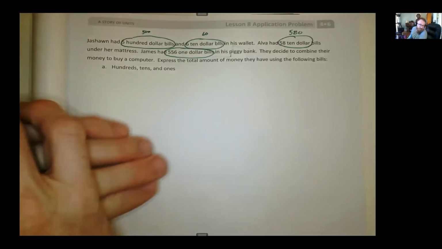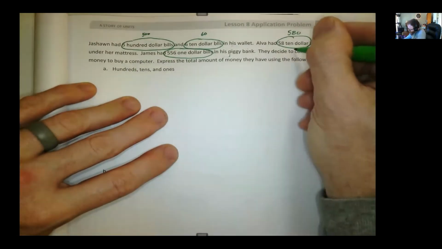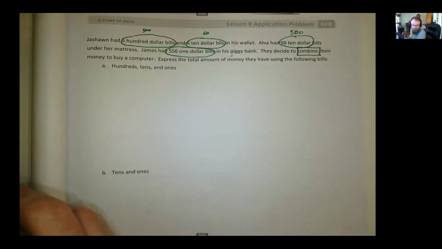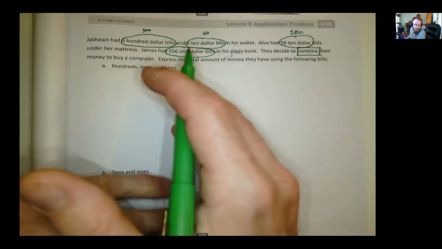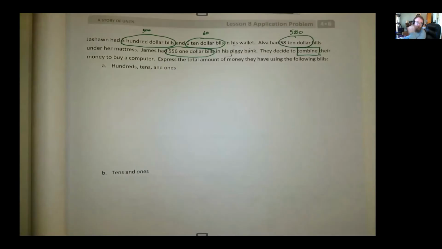They decide to combine their money to buy a computer. Combine gets boxed. Combine tells us they're going to put all their money together. I know right now I'm not even thinking about subtraction. Chances are we're probably going to be adding. You could be multiplying with a word like combine, but it looks like in this problem we're going to be combining 4 different values.